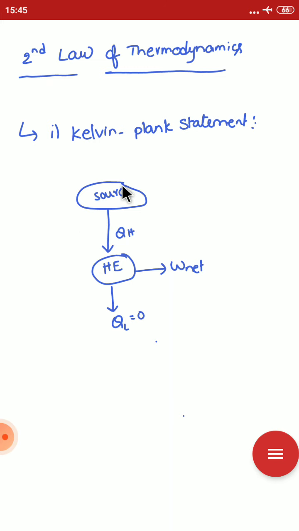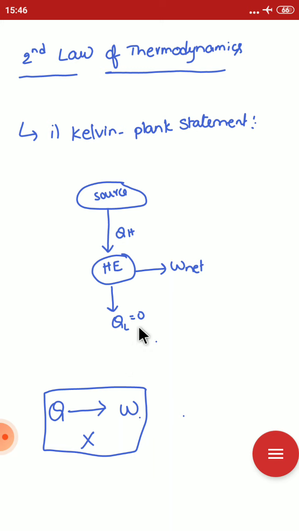What the Kelvin Planck statement tells is that it is impossible to construct a device. Suppose the device is a heat engine. If the heat engine is extracting energy as heat from the source and completely converting it into an equivalent amount of energy as work without any losses, it won't be possible. That is the Kelvin Planck statement.